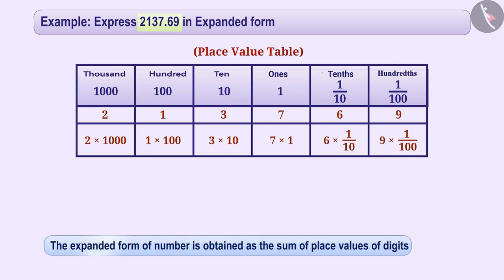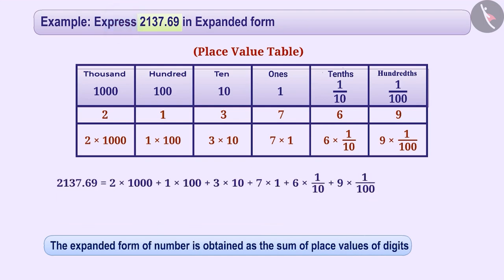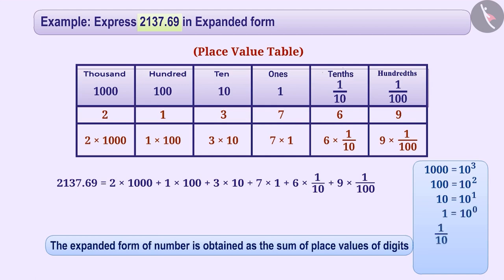Expanded form of a number is obtained by expressing the place values of the digits as a sum. That is, we can express 2137.69 in this way. As you know, we can write 1000 as 10 to the power 3, 100 as 10 to the power 2, 10 as 10 to the power 1, 1 upon 10 as 10 to the power minus 1, and 1 upon 100 as 10 to the power minus 2.